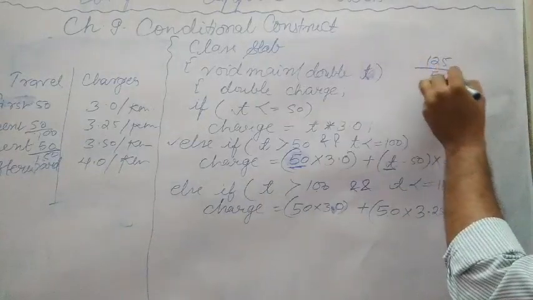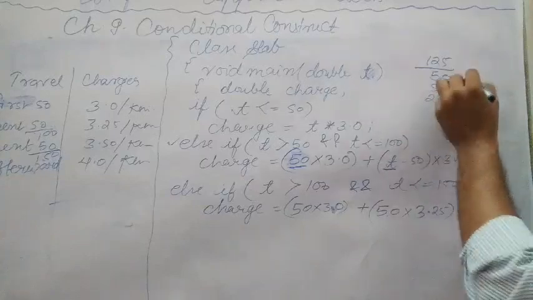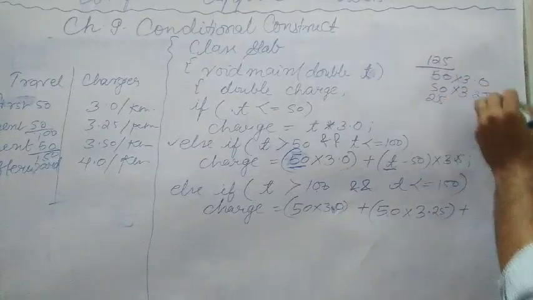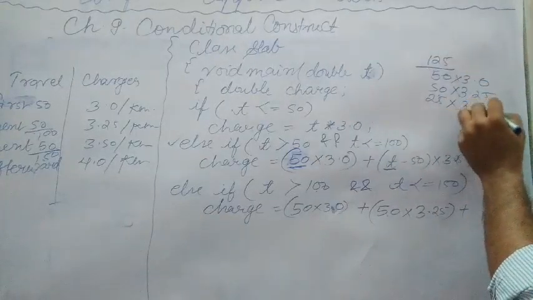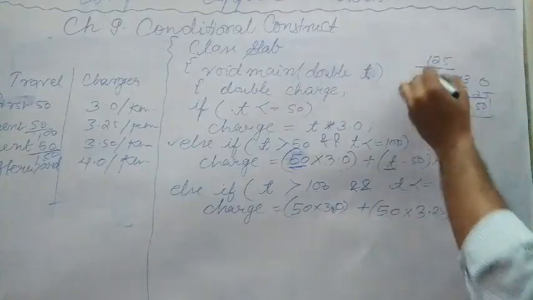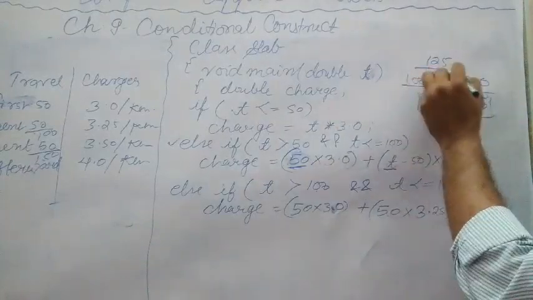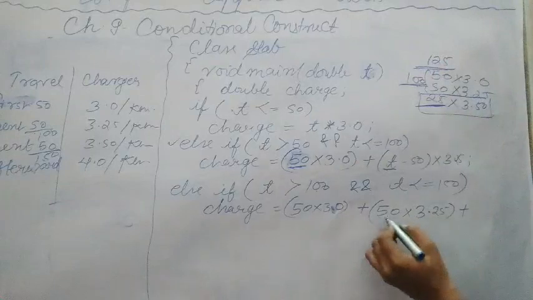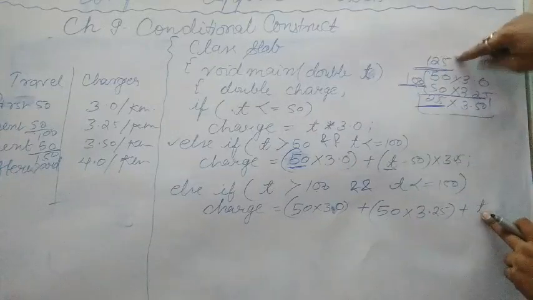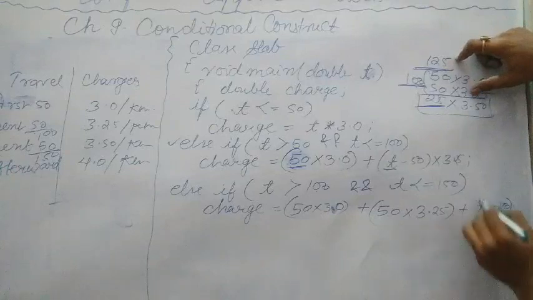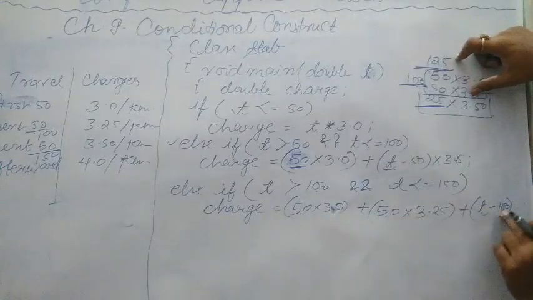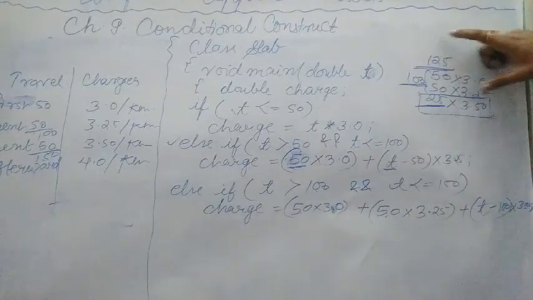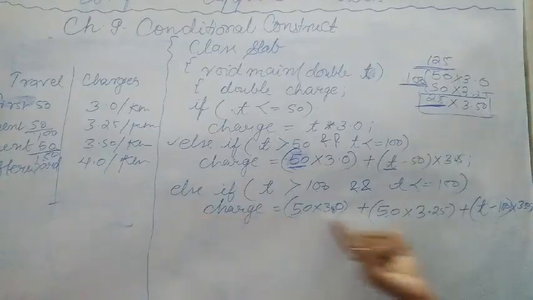It will be broken this way: starting 50, next 50, and next 25. So this will be calculated with 3 rupees per kilometer, this will be 3.25 and this will be 3.5. So this is the remaining part. Already 100 you have included, so you will deduct 125 minus 100. What will you get? 25. So you will call t, meaning 125 minus 100. You will get this 50 value already, so you are deducting, and next you will do 3.50. So after this, the total calculation will come in charge.